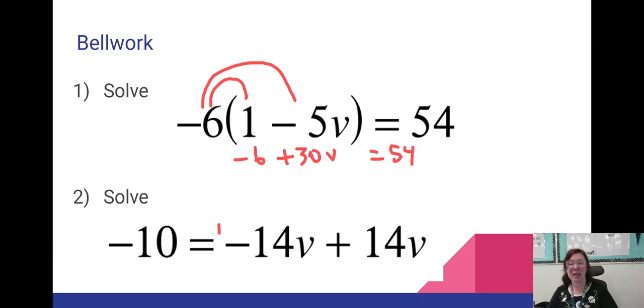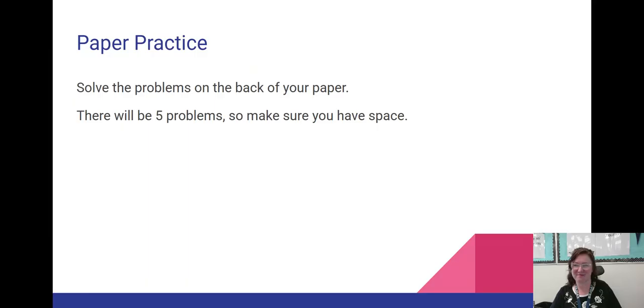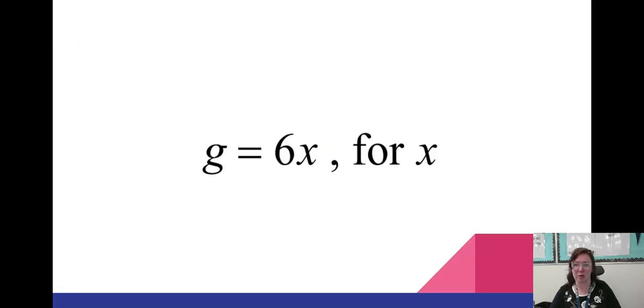Okay, over here we're going to combine like terms. Negative 14v plus 14v equals 0. So now we have negative 10 equals 0, which is not possible, so there's no solution. Okay, our goal today is just to be able to solve equations. Some of it would have been in class on the paper, some of it probably on the whiteboard.